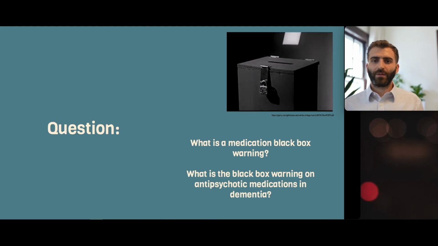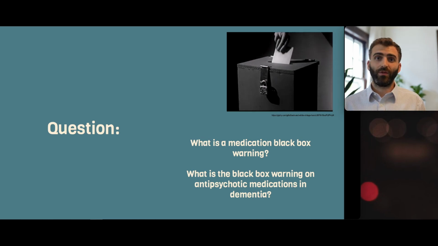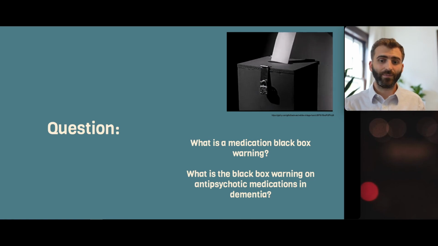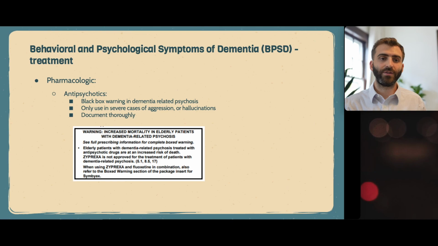A medication black box warning is a literal black box in bolded font on the package insert that the FDA wants you to be aware of before you use a certain medication. This is not specifically a contraindication. The medication still can be used. They just really want you to be aware of this warning. So what is the black box warning on antipsychotic medications in dementia? It's increased mortality. It's increased risk of death, so it's very severe.